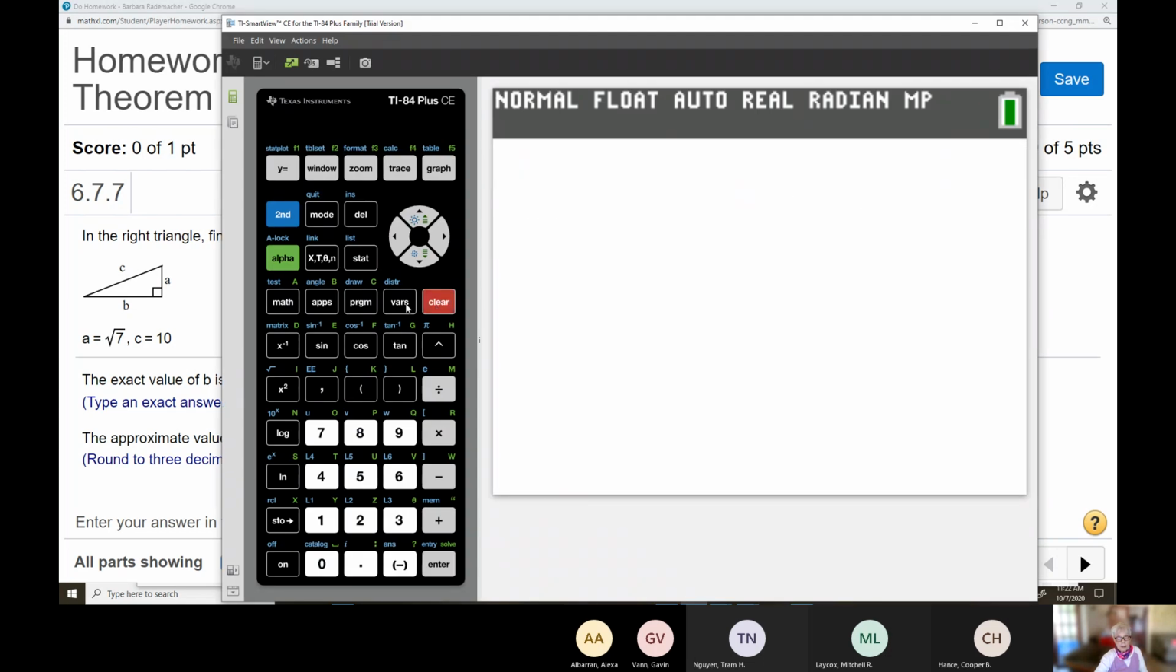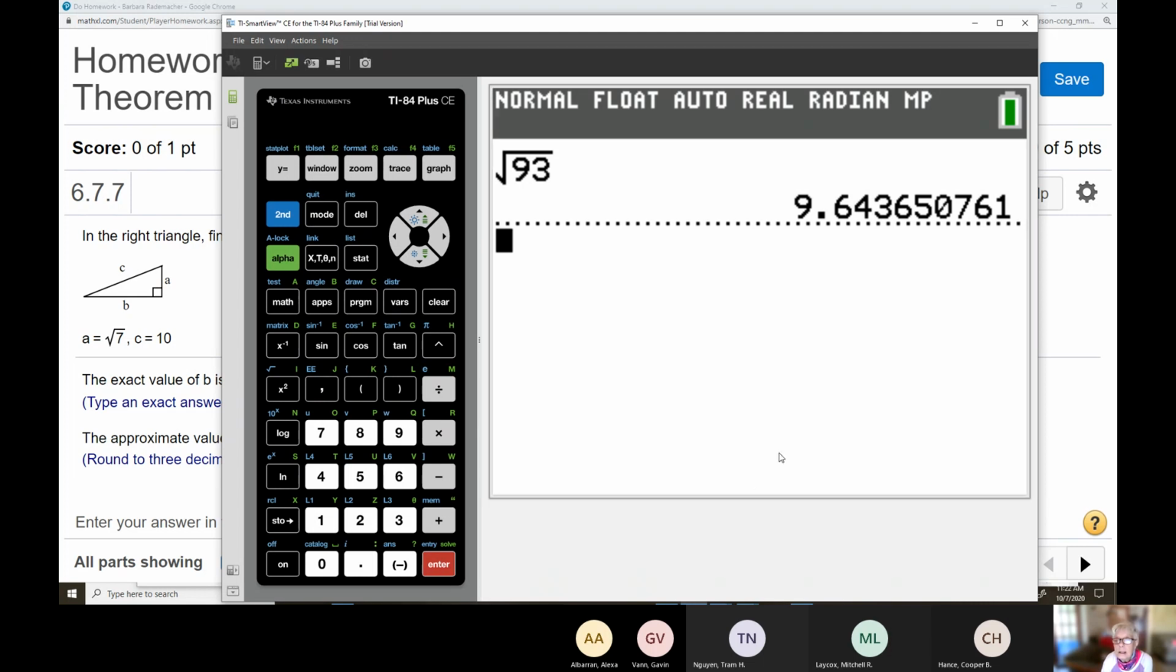Clear. The square root of 93. Enter. Now look at this. Here's the whole number part, but they want 3 decimal places. That means I have to look at the 4th decimal place to find out if that 3 is going to be rounded up to a 4.